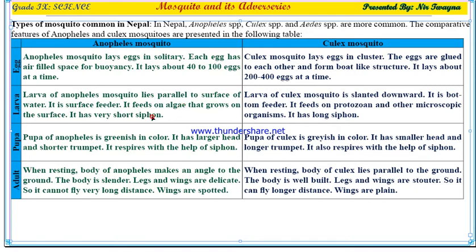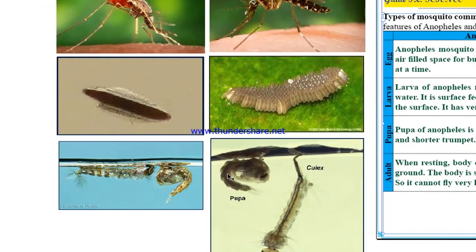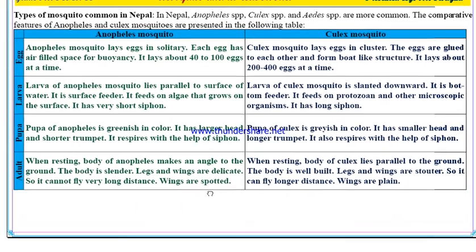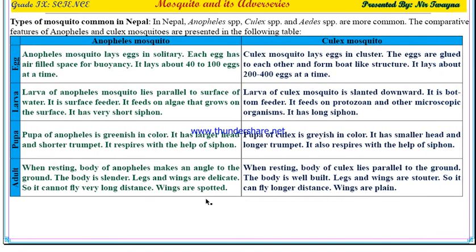It has a very short siphon. Siphon is a special structure by which it is attached to the surface of water, and through the siphon it also breathes.